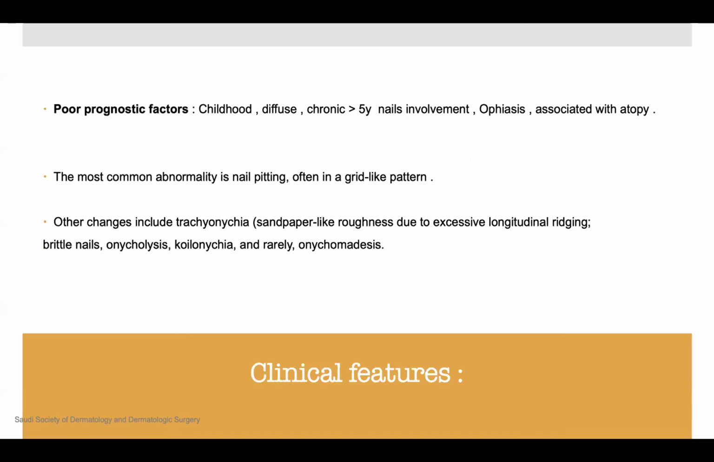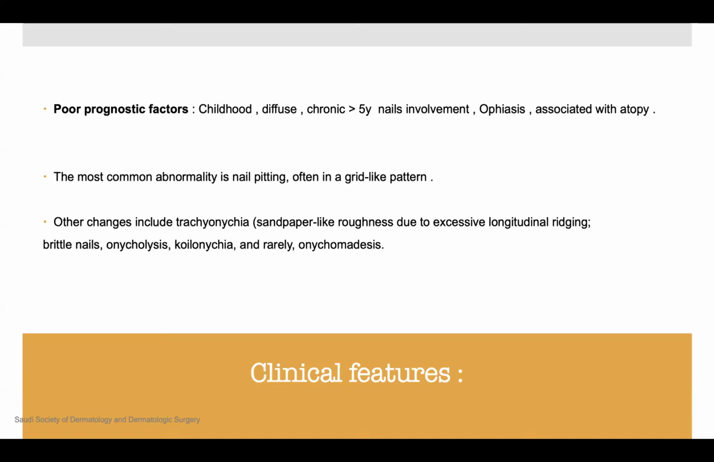So it's important also to know what the poor prognostic factors are in patients with alopecia areata, and it's an important and high yield exam question. Poor prognostic factors: alopecia areata in childhood, if it was diffuse, if it was chronic for more than 5 years, if there is nail involvement, ophiasis pattern, and if it was associated with atopy.